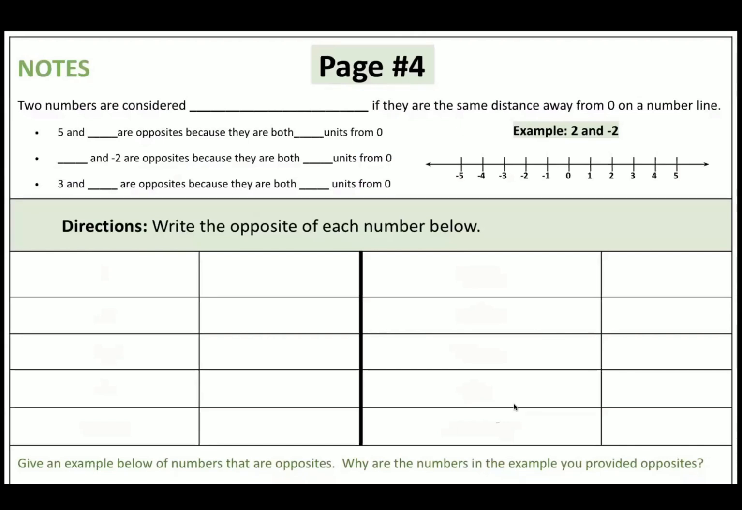Let's take a look at the notes at the top of page 4. Two numbers are considered opposites if they are the same distance from 0 on a number line. They're just on opposite sides. So for example, 5 and negative 5 are opposites because they're both 5 units from 0.